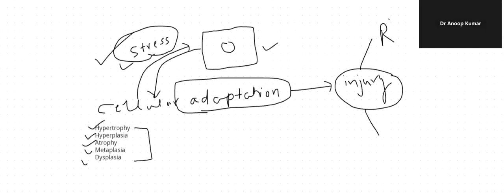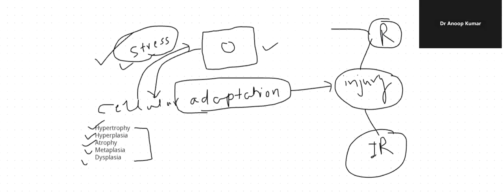Cellular injury is of two types, reversible and irreversible. Reversible, as its name indicates, means that when you remove the stress or noxious stimuli, the cell will go back to its normal conditions. That is a reversible injury.